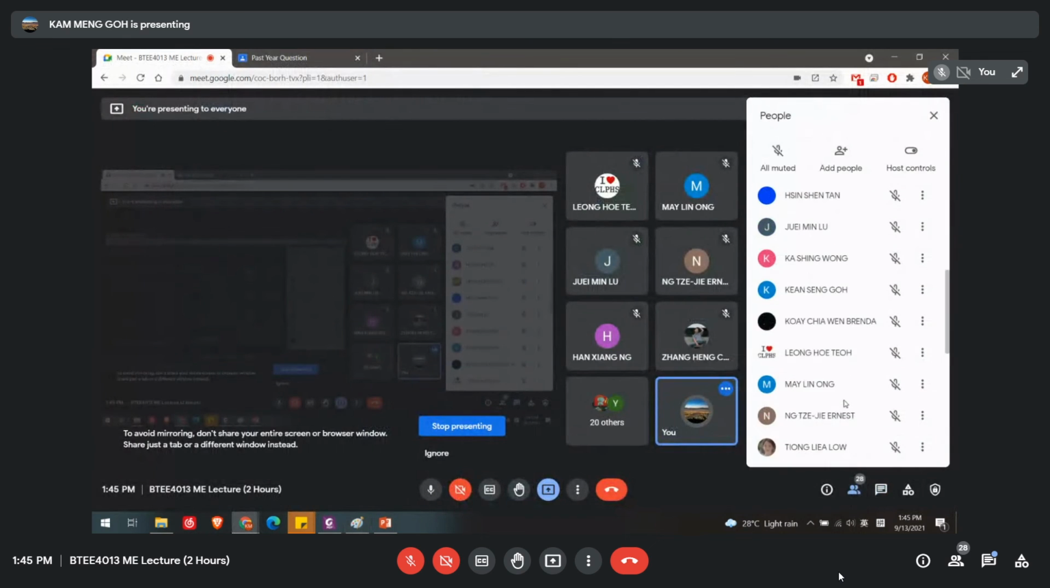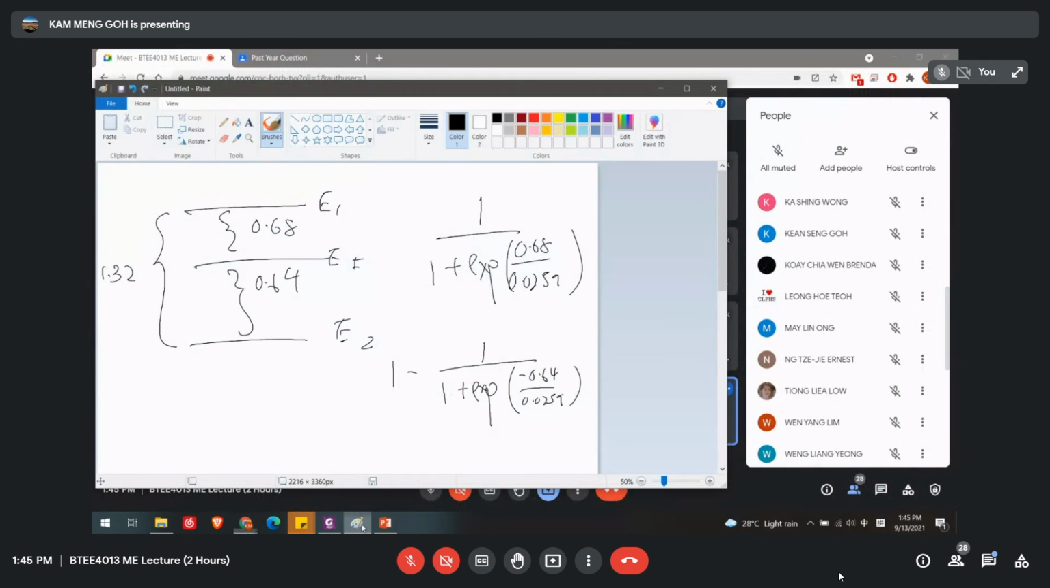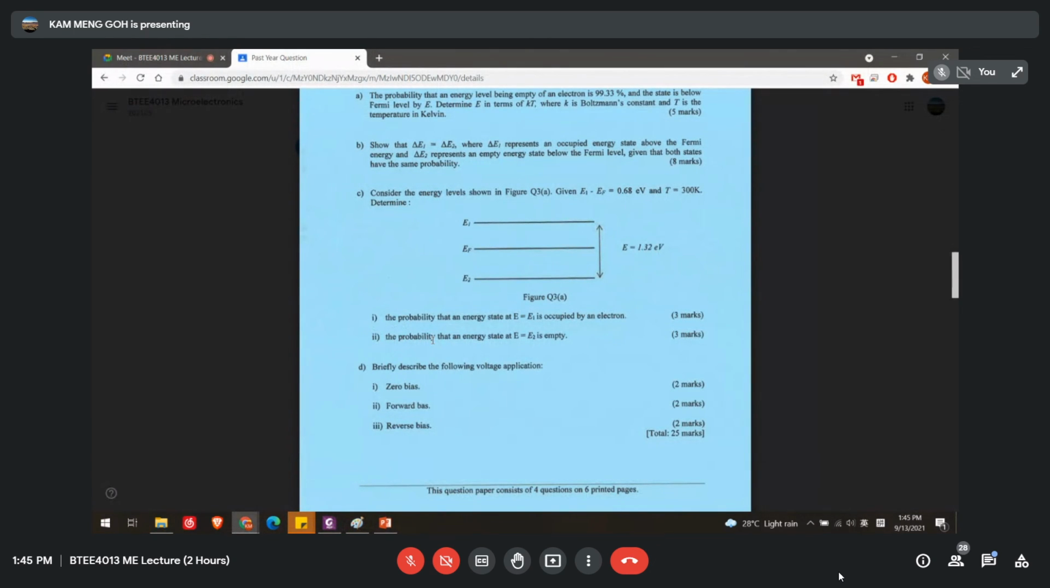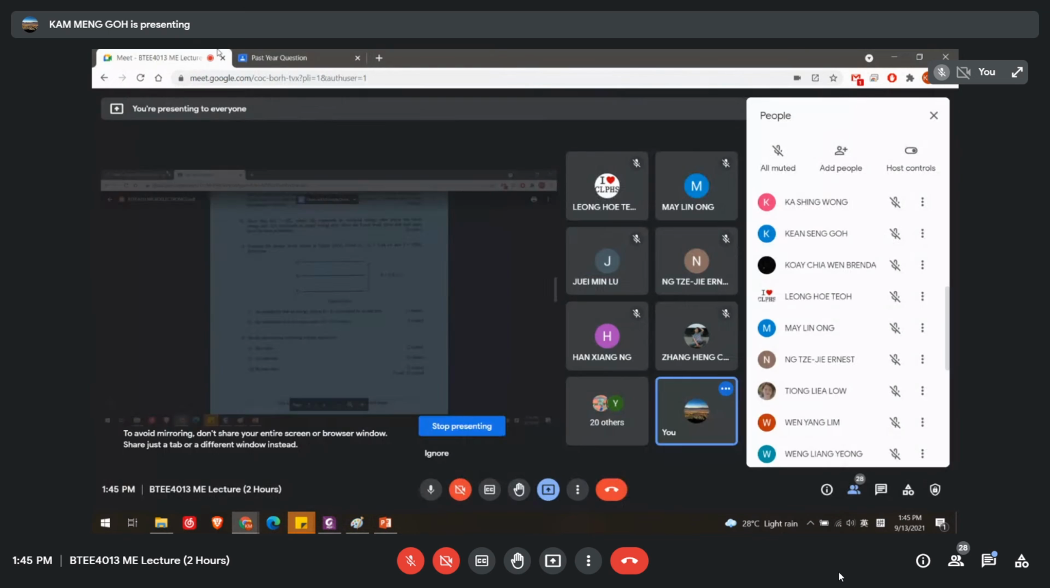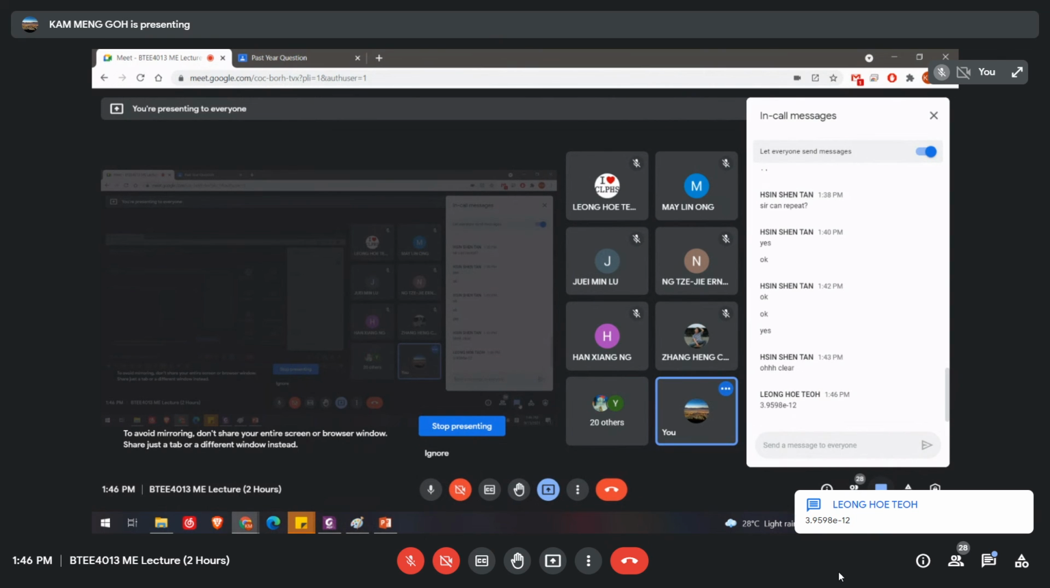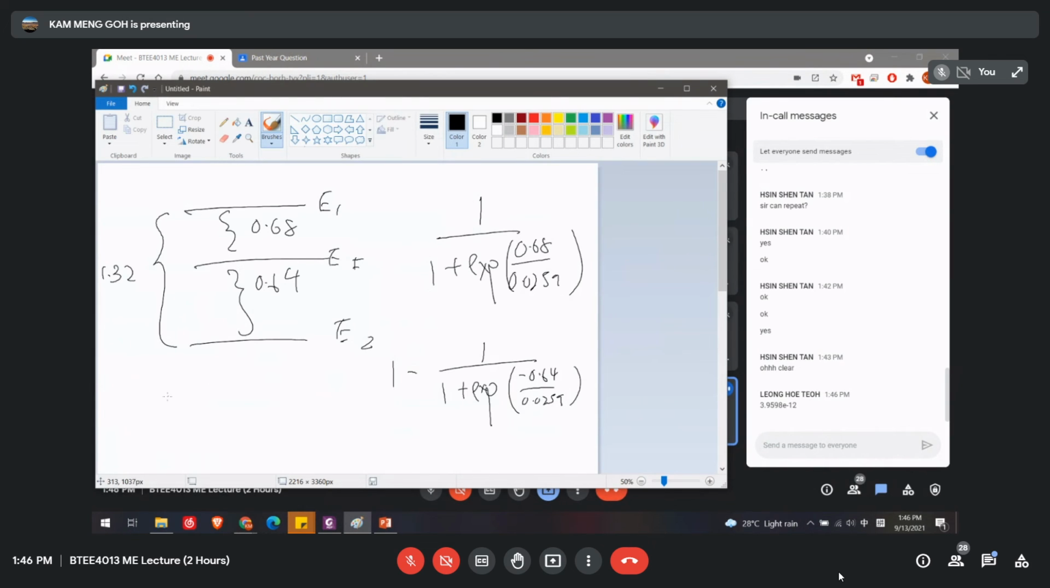Okay, so what is the answer? Let me pick two guys. Tiêu Long Ho, what is the answer for question C1 and question C2? Tiêu Long Ho, are you here? Okay, the above one is 3.92 and 95 times 10 to the power negative 12.